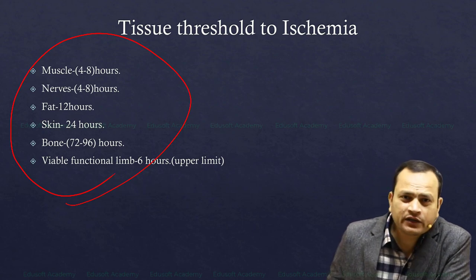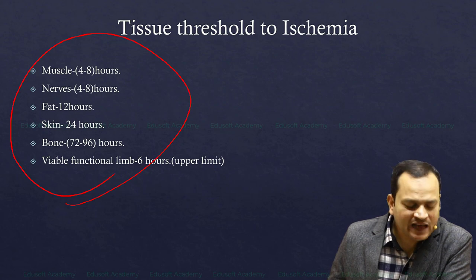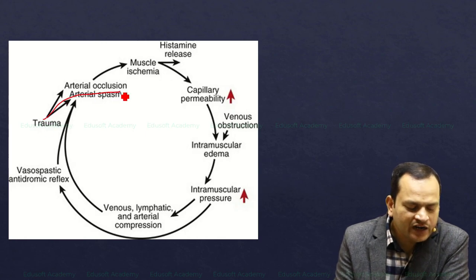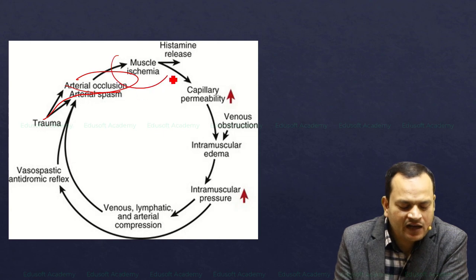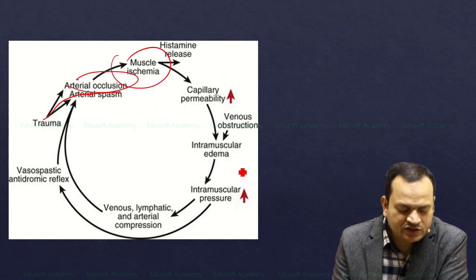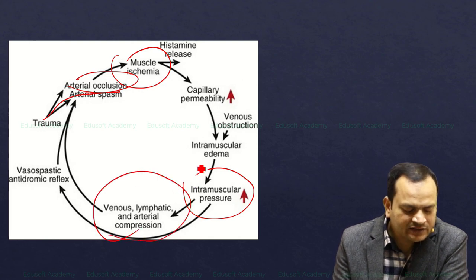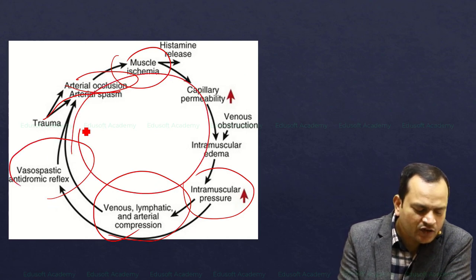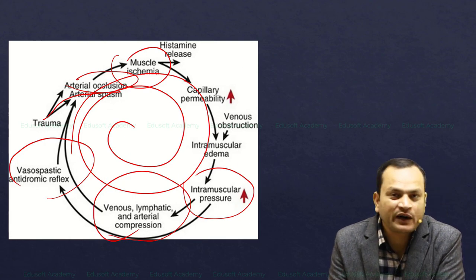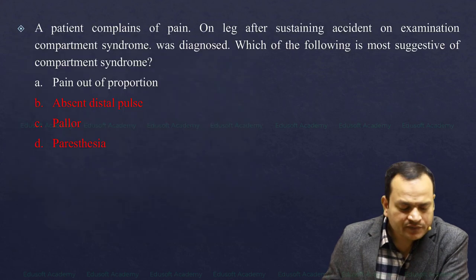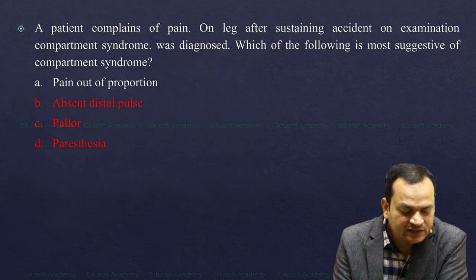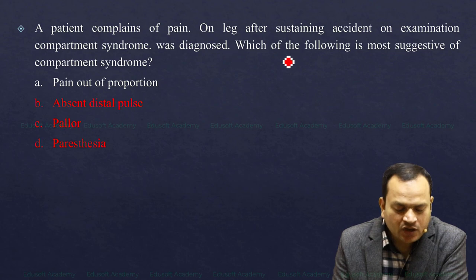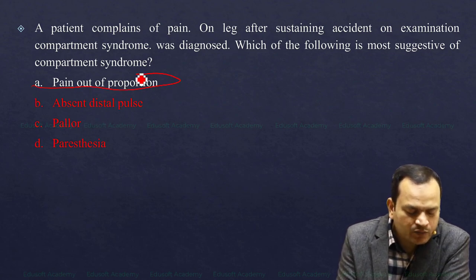So these are the thresholds for all the muscles to survive in case of compartment syndrome. Okay. So in case of a compartment syndrome, this should be released as early as possible. So this is the vicious cycle, as I explained. There is a trauma that leads to arterial spasm, arterial occlusion that leads to muscle ischemia, and that causes again edema, which causes increase in intramuscular pressure, that again causes venous, lymphatic and arterial compression. And so this is a constant continuous cycle that goes on and on till the limb is completely jeopardized or loses function. So the correct answer for this question, patient complains of pain on leg after sustaining accident, on examination compartment syndrome was diagnosed, which is the most suggestive, is the pain out of proportion.